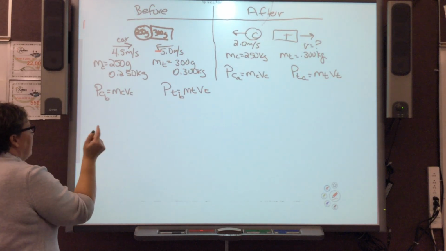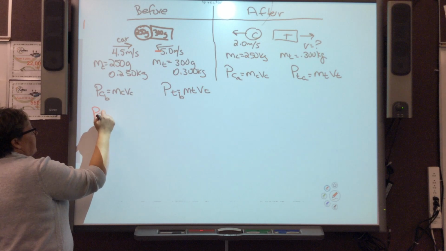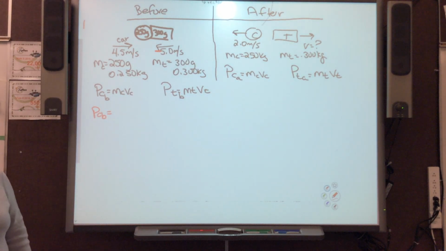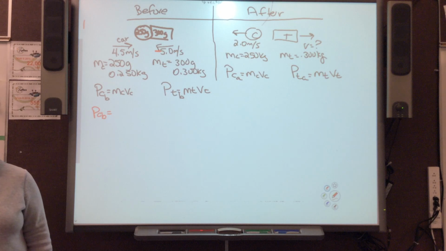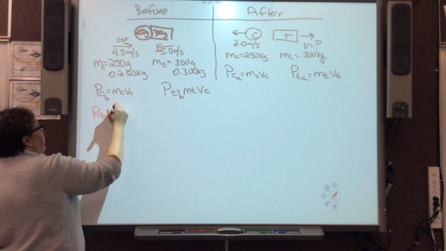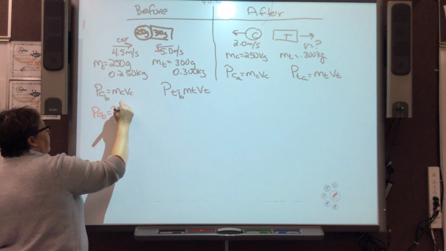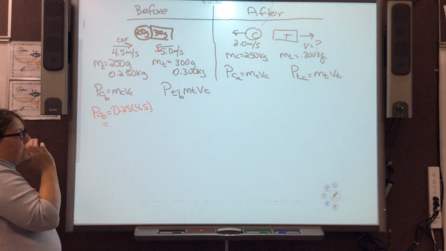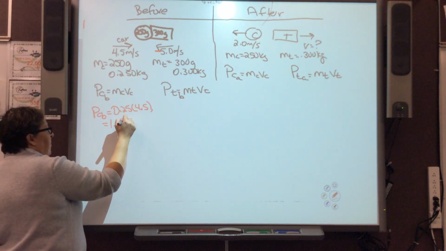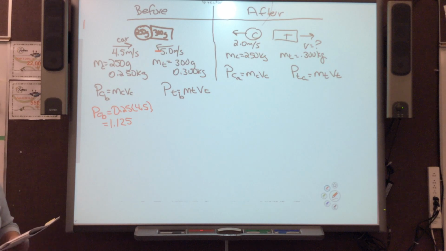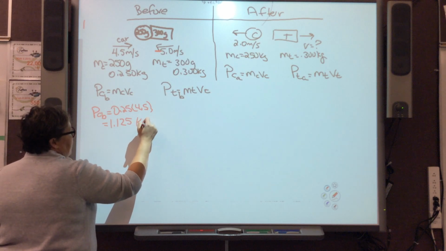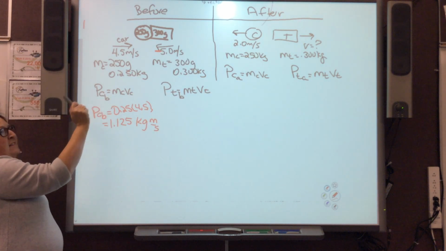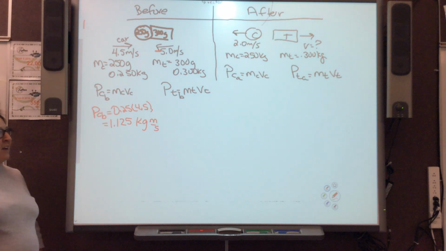There we go. So, momentum of the car before equals what? How do we solve it? 1.125. How did you get that? 0.25 times 4.5. What are the units for momentum? Kilograms meters per second. And how do we know that? Because mass is in kilograms and velocity is in meters per second.